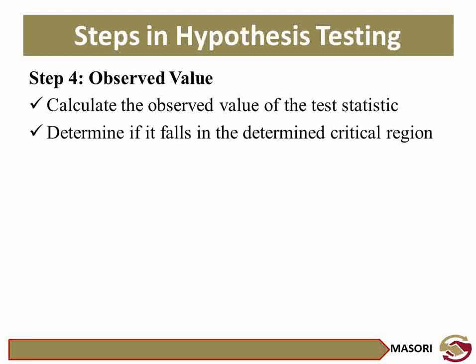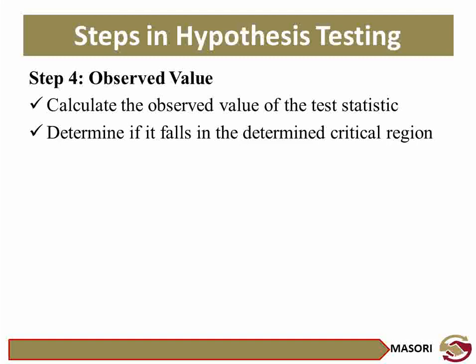And here you need to determine if it falls in the determined region. When you calculate that t statistic, the observed value, or you calculate the z observed value, you need to check whether it falls within the region that you identified or determined in step number 3. You need to check if it's a one-sided region, check if this observed value falls within the region or outside the region. Doing this will enable you to accept or reject the null hypothesis. Depending on where your observed value is, you can now make a decision.